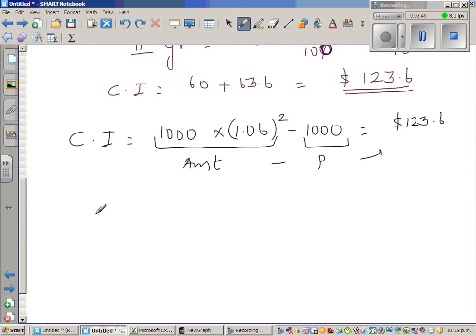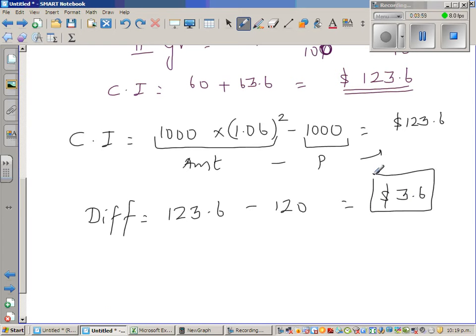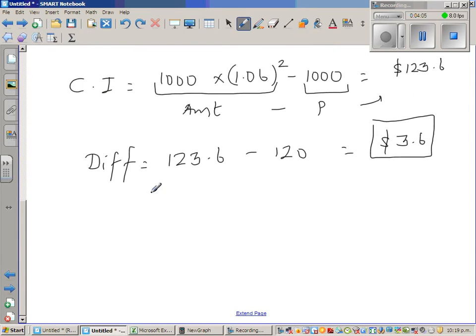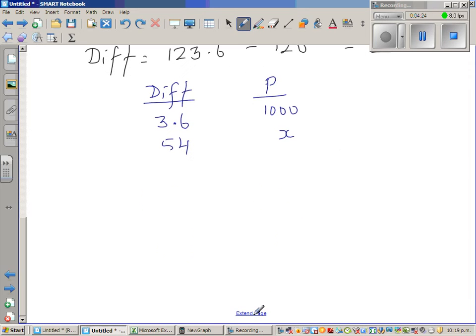So what's the difference? The difference is 123.6 minus 120, which is $3.60, the difference between the compound interest and simple interest. Let us now use proportion to find the actual principal. Let us make 2 columns, difference and principal, P. When the difference is $3.60, the principal we had was 1000. Now the difference is 54. What is the principal? That is x, suppose.